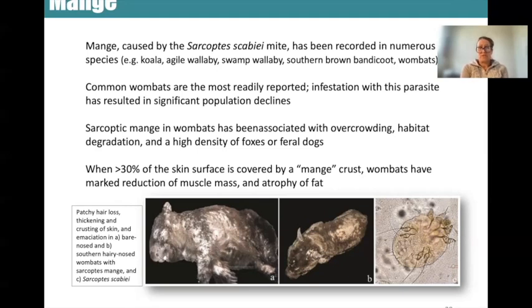When more than 30% of the skin surface is covered by this mange crust, wombats have a marked reduction of muscle mass, and there is an atrophy of fat. So this is the nasty little mite here that causes mange. And here we have a common wombat, and this is a southern hairy-nosed wombat that are infected by mange.